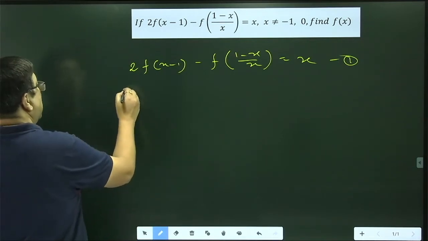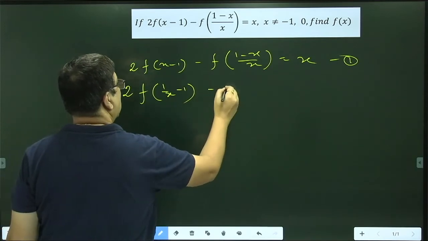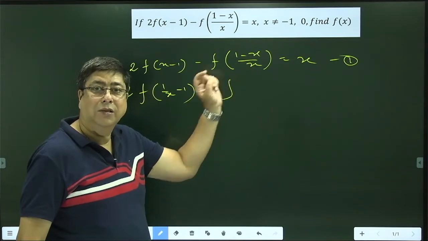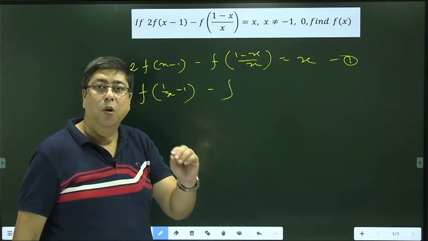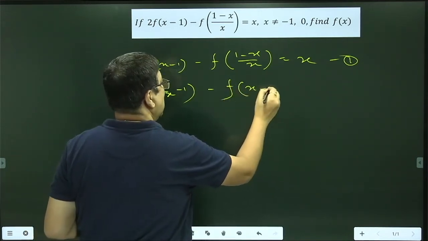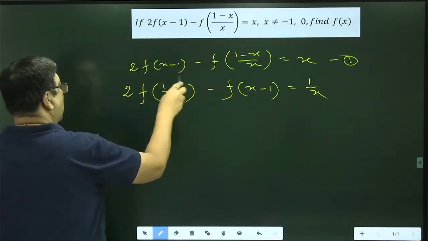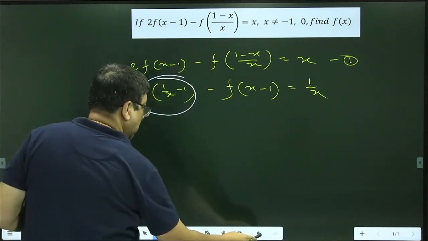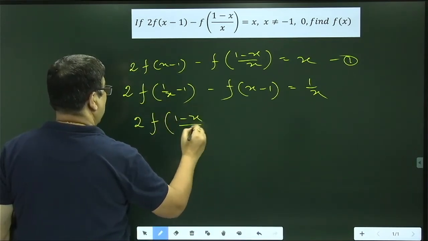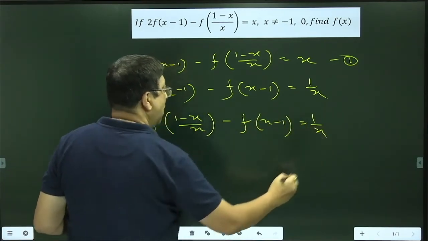So we are getting here 2 f of 1 by x minus 1 minus f of (1 by x minus 1), instead of 1 by x we are putting x. So this is coming f of x minus 1. So instead of x, 1 by x. If we just simplify, we are getting 2f of (1 minus x) by x minus f of x minus 1 equal to 1 by x. I am giving it number 2.